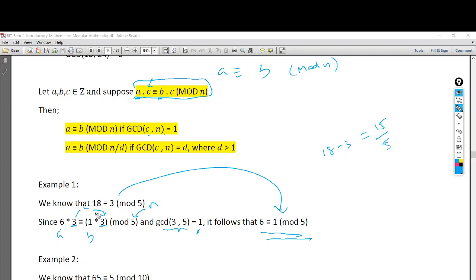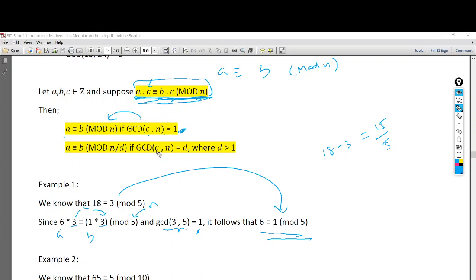Why? We rewrite 18 as 6 into 3, and 3 as 1 into 3. Now it is in this format, right? Now actually we use it the other way. When the GCD of those two values, the C and N values, is 1, we can say that A is congruent to B mod n. Okay, so that is when the GCD of those two values is 1, right?